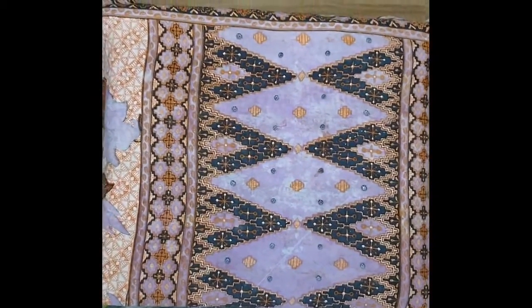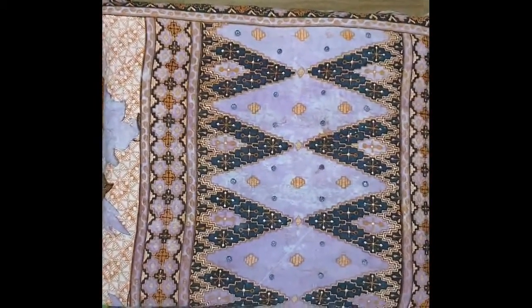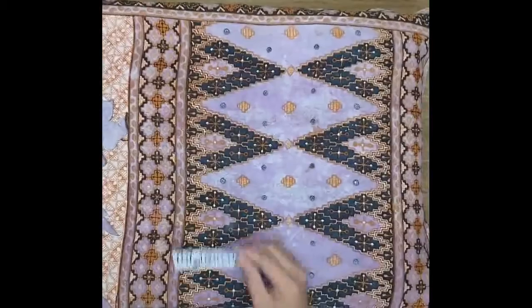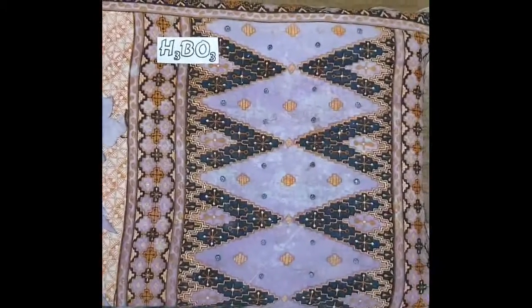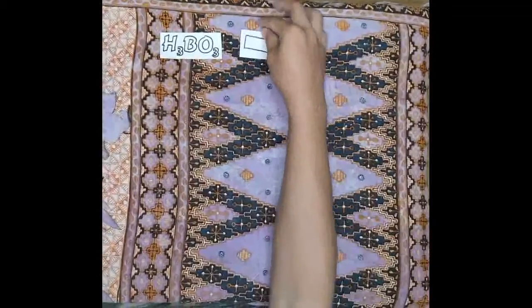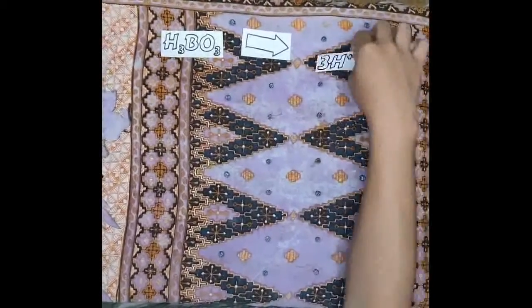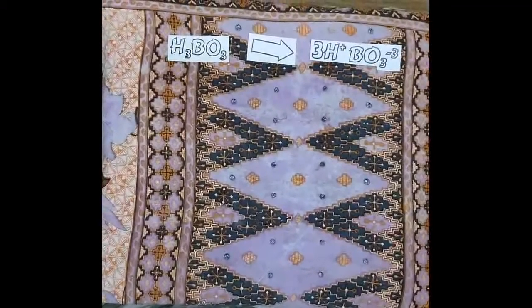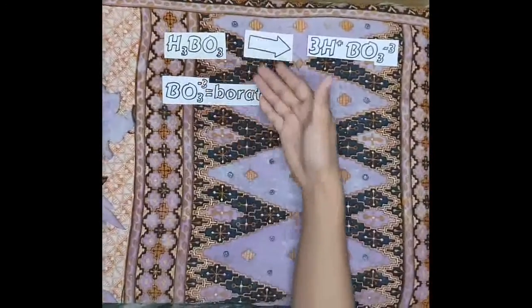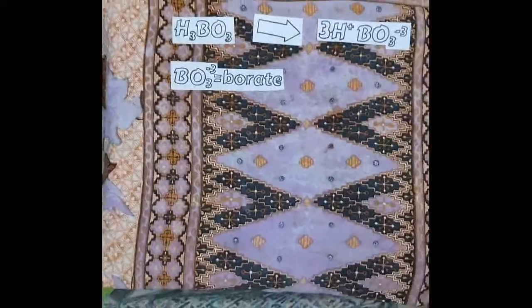Sir, for sure your example will be boric acid. The name of an acid is based on the name of the negative ion that is part of the acid. This formula will turn into this formula. This formula stands for borate.